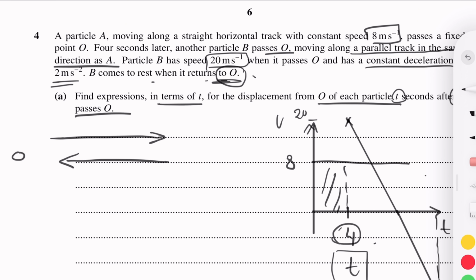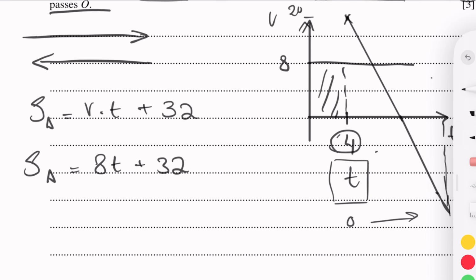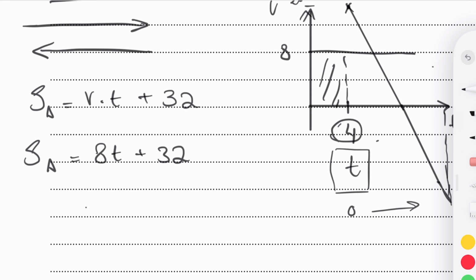1, 2, 3, 4. Okay, so the displacement of particle A is supposed to be velocity times time, because it's moving at a constant speed. But you're also going to add to it this area over here, which is 32, which is the displacement it covered while B was not moving. And so the displacement of A is going to be 8t plus 32. Another way of saying this is, it's supposed to be 8 for velocity, however time is going to be t plus an extra 4 seconds that we were moving when B was not moving.